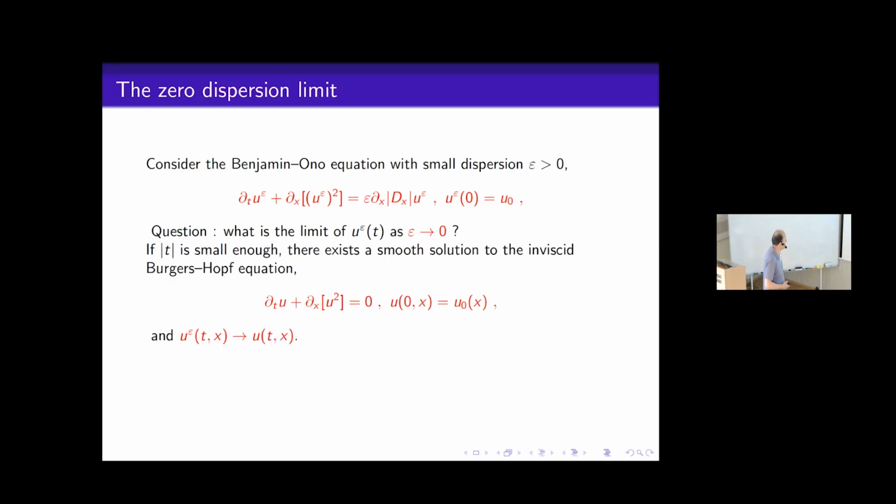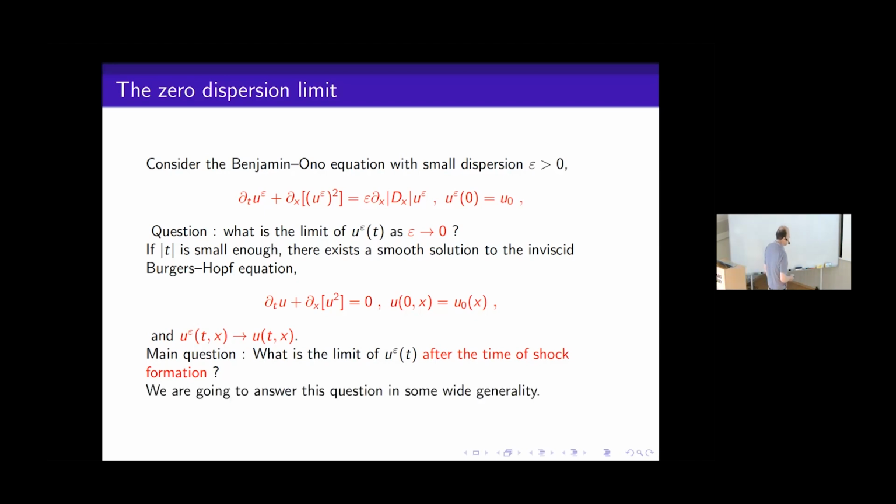Okay, so this is what I said. If t is small enough and u0 is smooth enough, of course there exists a smooth solution to the Burgers-Hopf equation, and it's easy to see that the convergence in that case will be perfectly nice. But what I'm really interested in is the limit of u epsilon of t, if it exists, after the time of shock formation. Okay. So this is a very simple problem to state. All right, so I'm going to answer this question today.